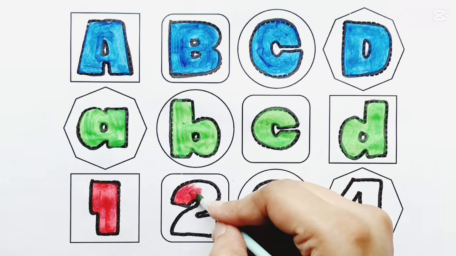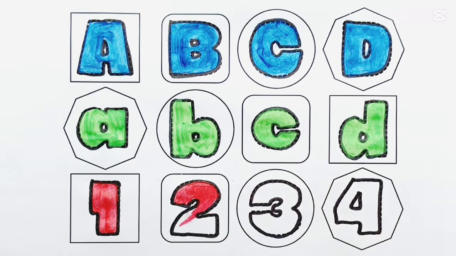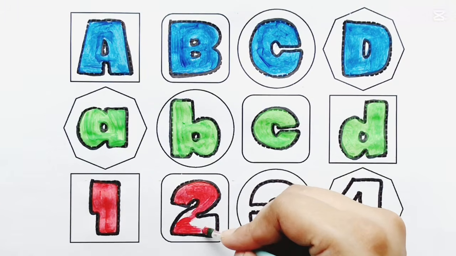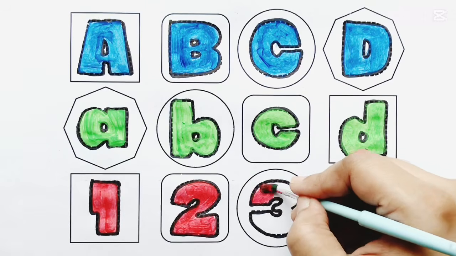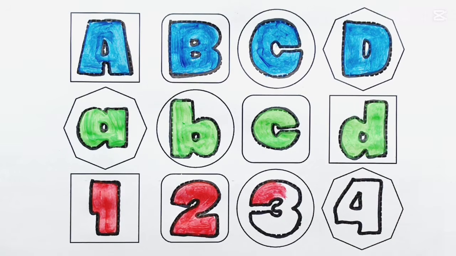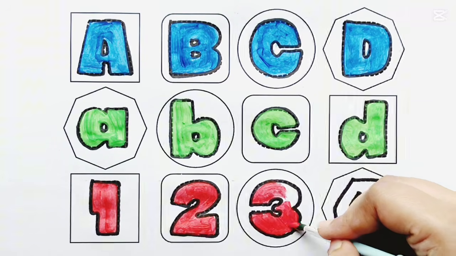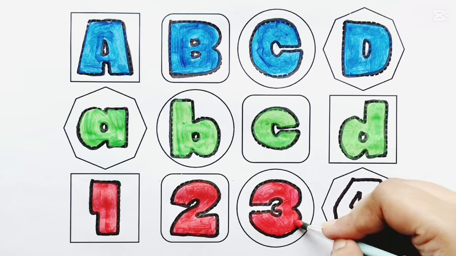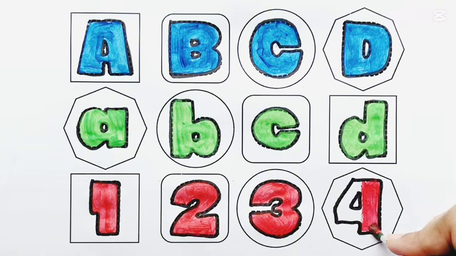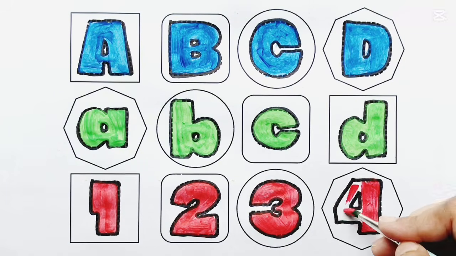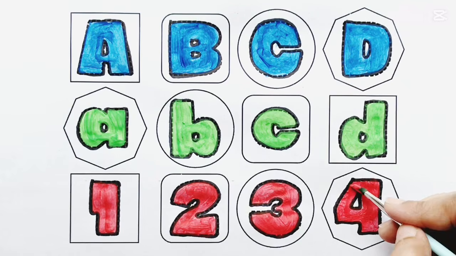1, 2, Number 2. A, B, C, count the rhythm and 1, 2, 3, we're singing all together. A, B, C, count the rhythm and Number 3. 3, we're singing all together. And last number 4. Count the rhythm and 1, 2, 3, we're singing all together. A, B, C, count the rhythm.